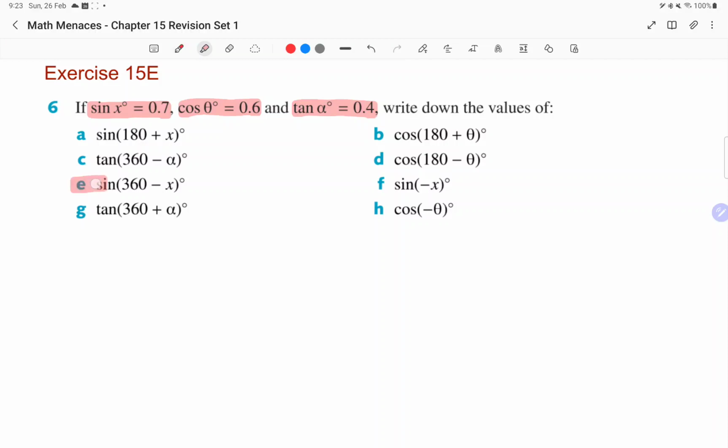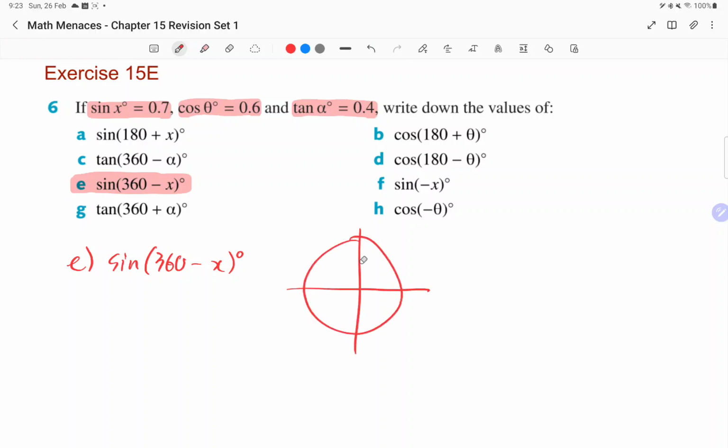Okay, I'll work out something else. Sine, question E. So E, sine of 360 minus x degrees, right? So 360 minus x, which quadrant is this one on? The second. The fourth, sorry. The fourth quadrant, yes. That's like 2 pi minus theta, right? So that would be this quadrant here. This is 360 minus x degrees. And okay, so you want the sine value, which is going to be negative something.